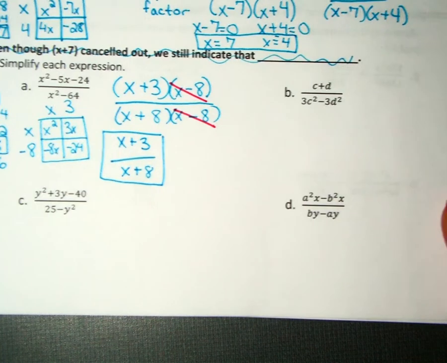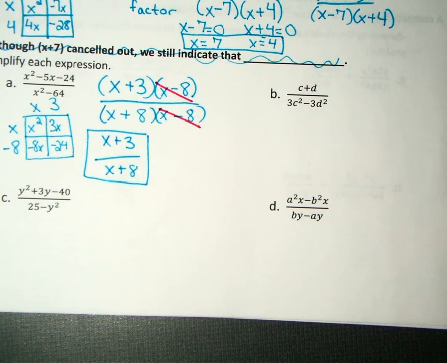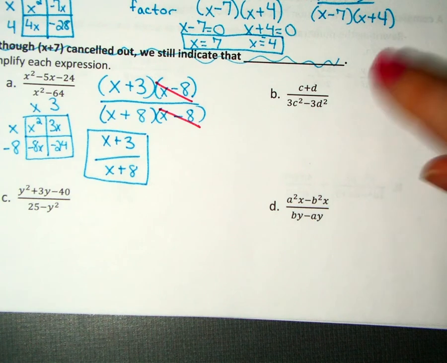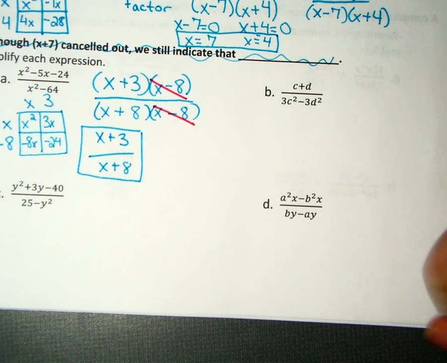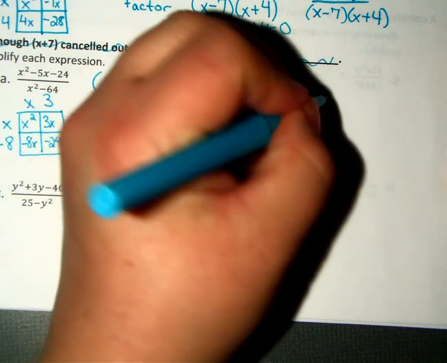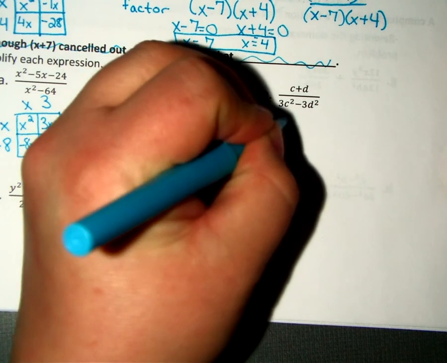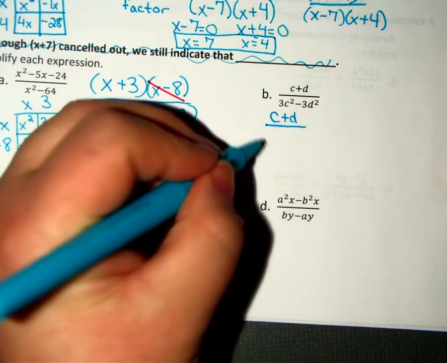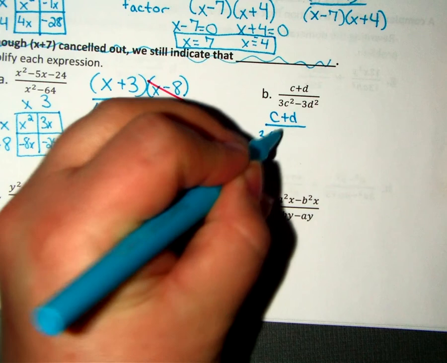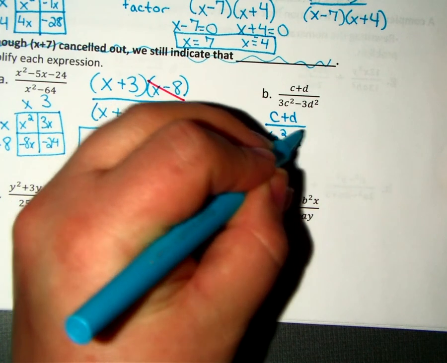Look at B. Now remember our first step, factor the top, factor the bottom. When we look at the top, it does not factor, it doesn't have any exponents that I could try to break down or anything of that sort. But the bottom has a couple of things that we can do. The first thing that we can do is take a 3 out of both terms. So I have a 3 and c squared minus d squared.